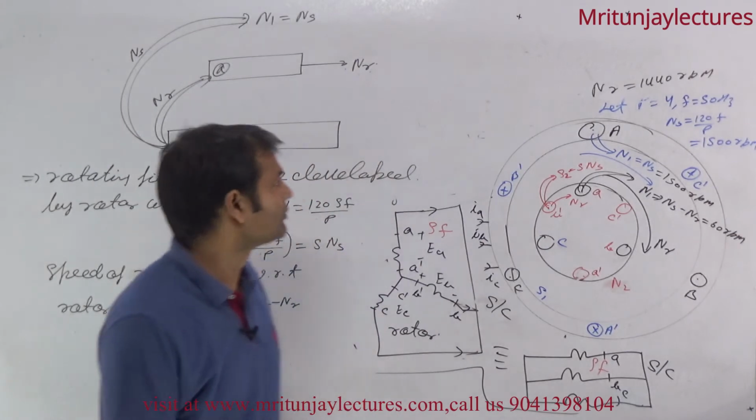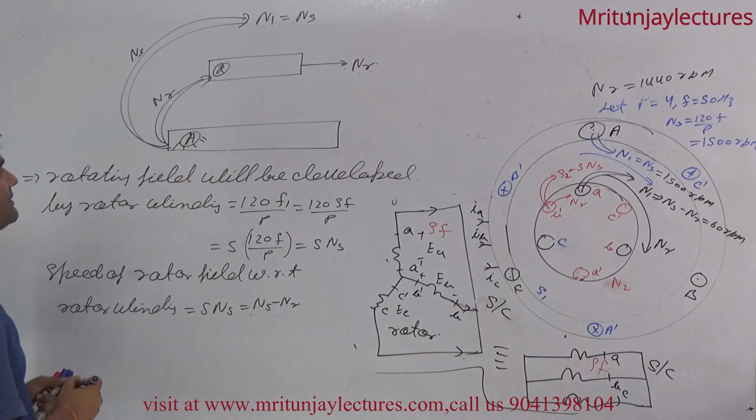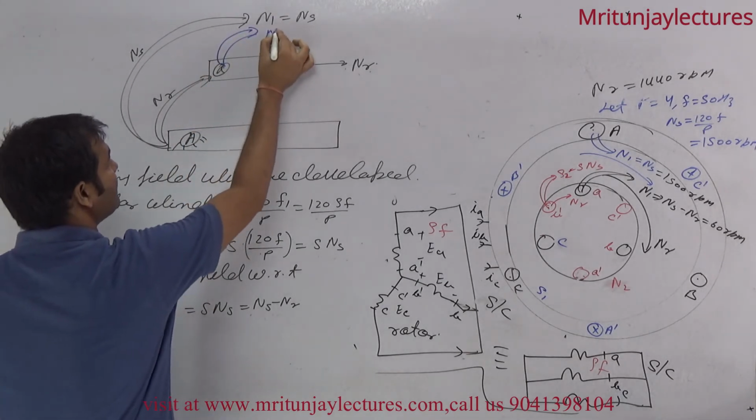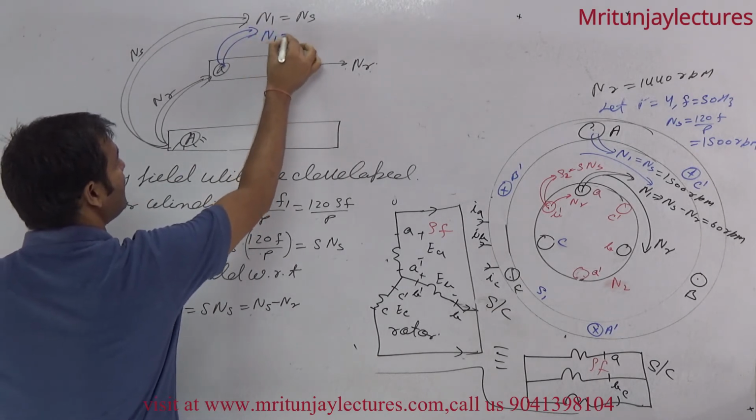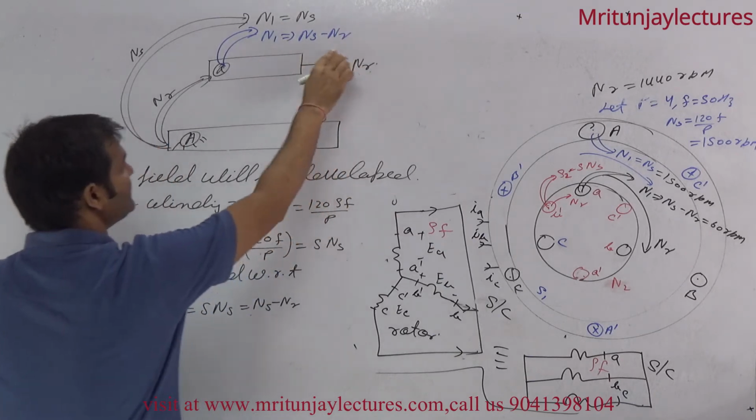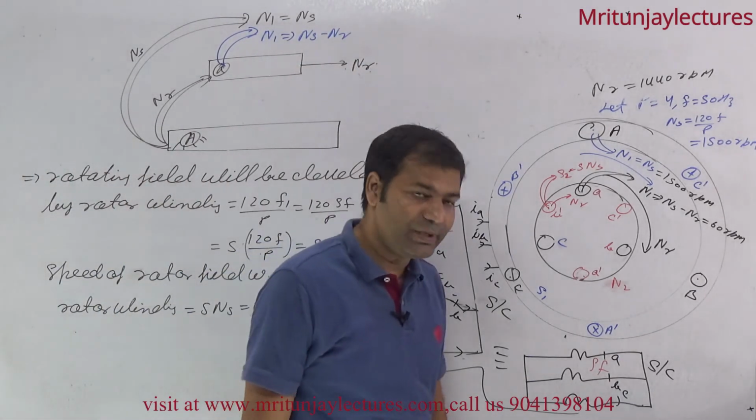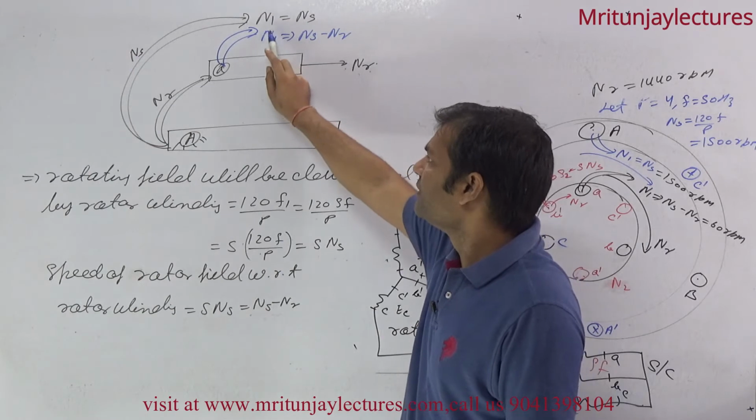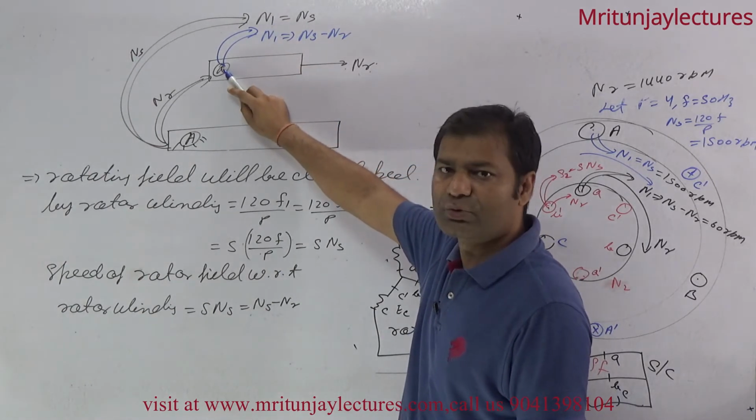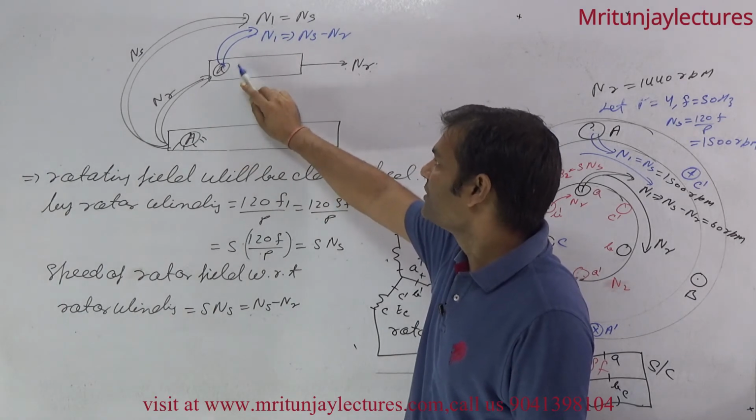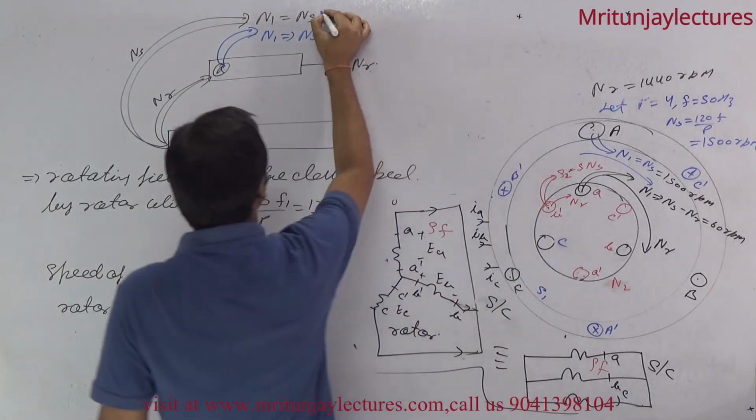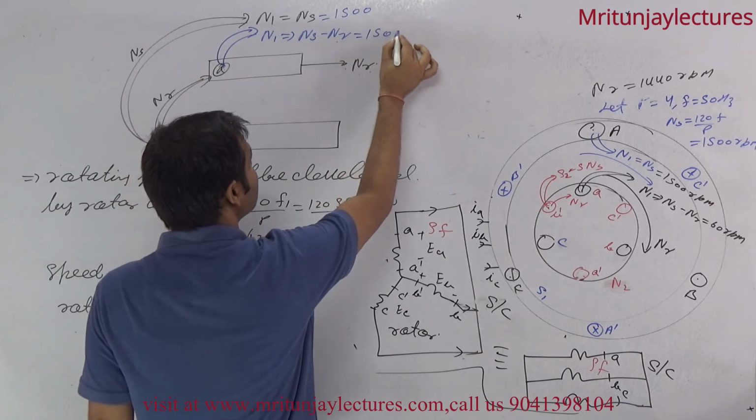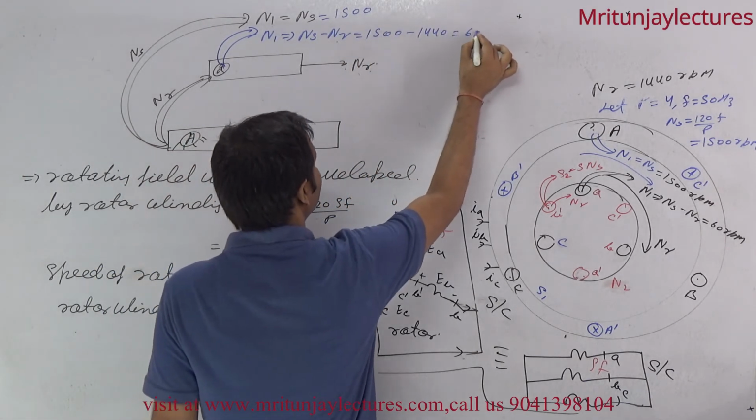Clear? Now if you sit on the rotor and see the stator field speed with respect to the rotor winding, that is NS minus NR. This is called the relative speed between the rotor winding and the stator field. Clear?